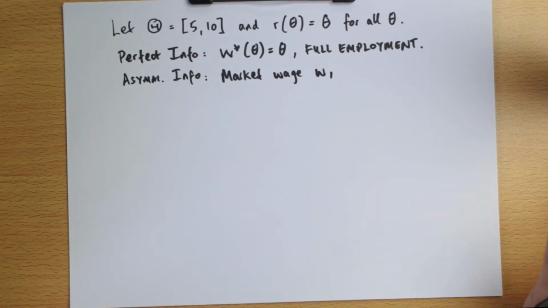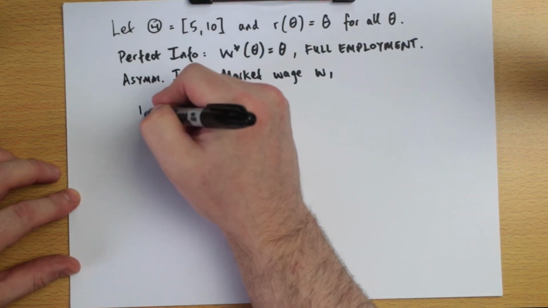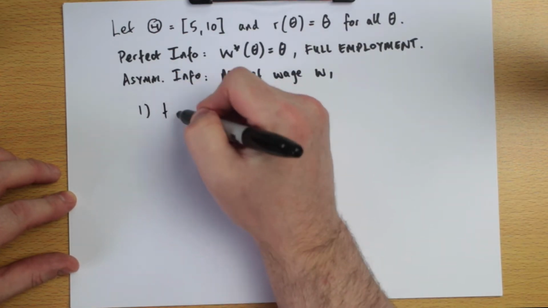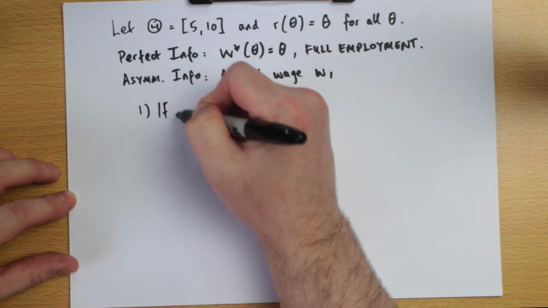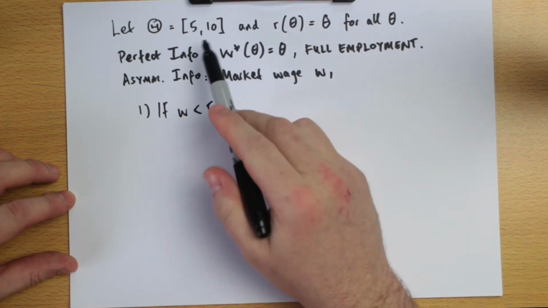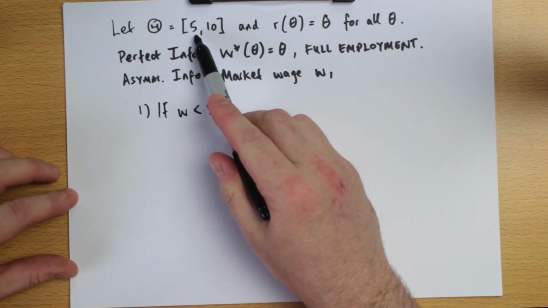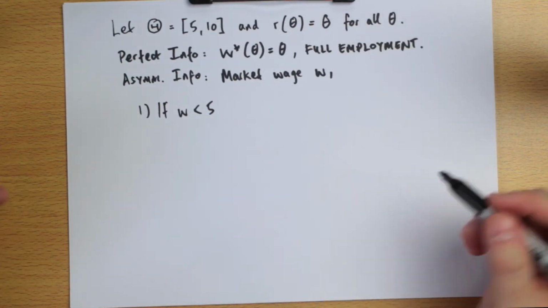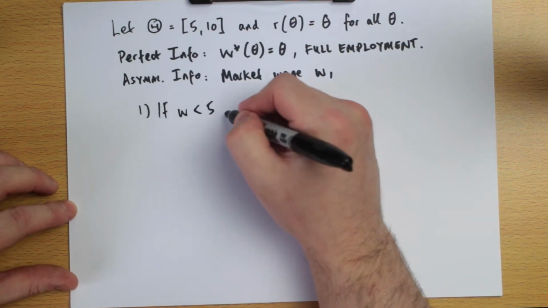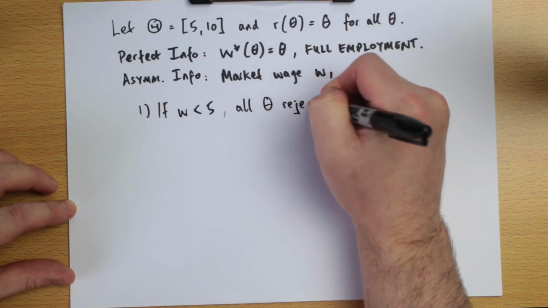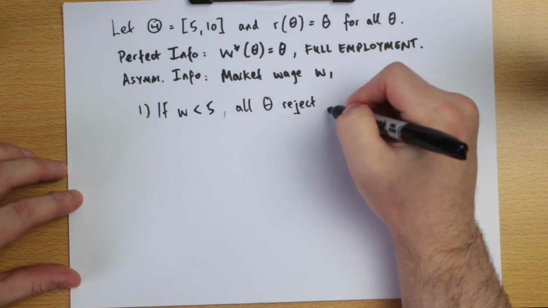So how would everybody respond to this? Let's look at three cases. Case one. Let's suppose the market wage is W. Well, if W is less than 5, the lowest type has productivity 5. His reservation wage is equal to 5. So he doesn't want to come to work. So everybody goes home. All the thetas reject the offer of employment, and everybody goes home.